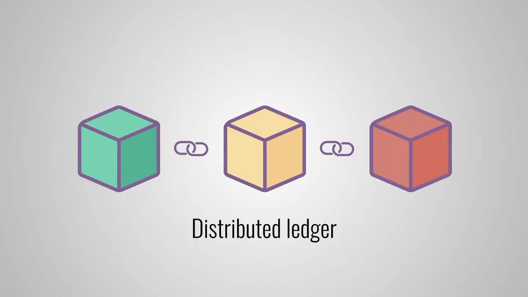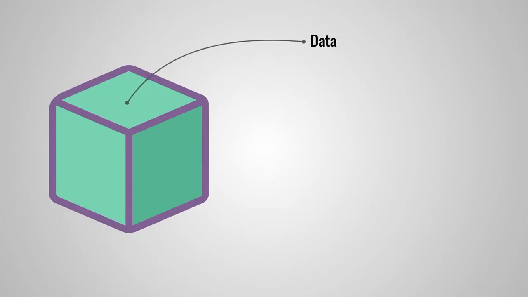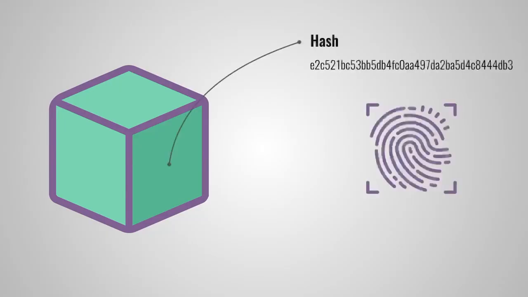They have an interesting property. Once some data has been recorded inside a blockchain, it becomes very difficult to change it. So how does that work? Well, let's take a closer look at a block. Each block contains some data, the hash of the block, and the hash of the previous block. The data that is stored inside a block depends on the type of blockchain. The Bitcoin blockchain, for example, stores the details about a transaction in here, such as the sender, receiver, and the amount of coins.